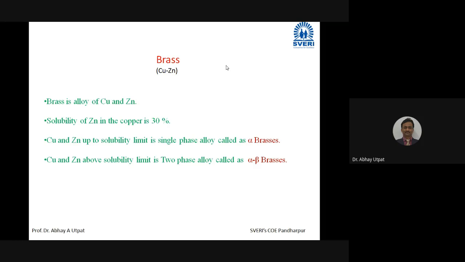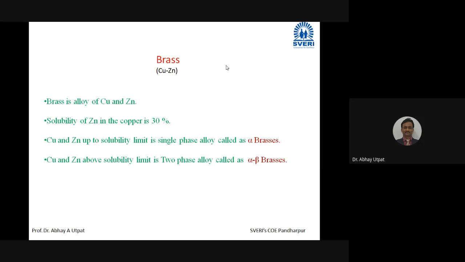So what is solubility of zinc in the copper? If you go on adding zinc into the copper, it will go on dissolving up to 30%. Suppose you take 10 crucibles: 1% zinc, 5% zinc, 10% zinc, 15% zinc, 20%, 25, whatever 10 pots you prepare, and you add zinc into copper, and if you melt and solidify it, you will get single solid only. That phase is called alpha phase. So zinc gets completely dissolved into the copper up to 30%.